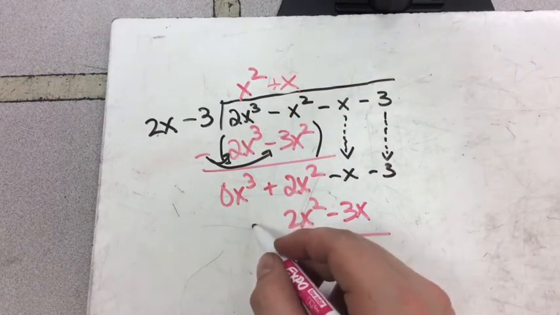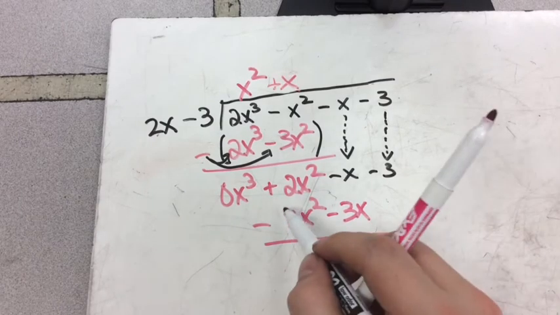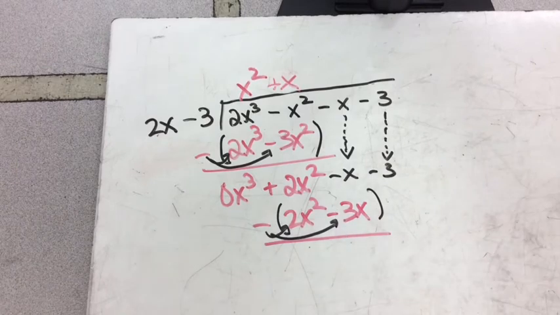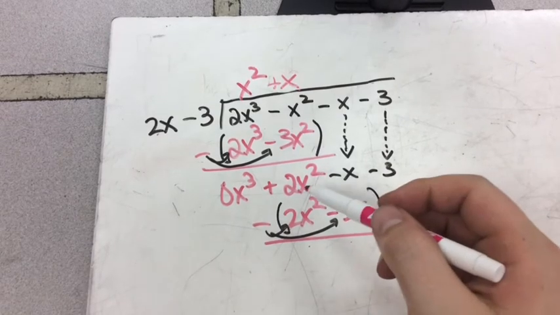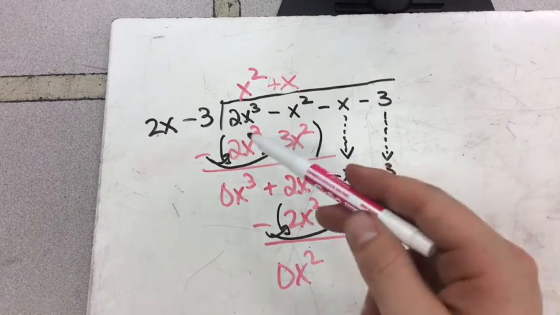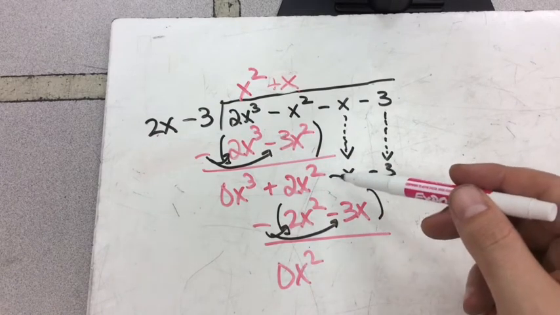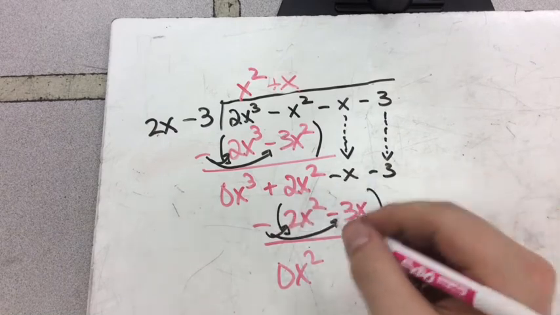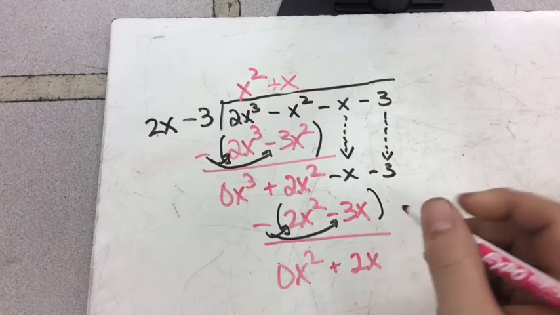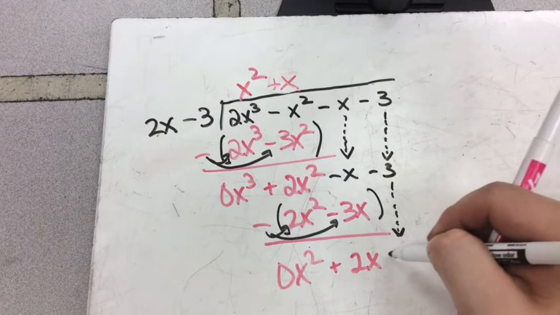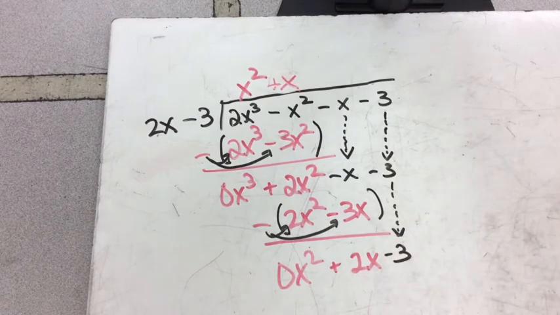I'm going to do the subtraction here. When I do the subtraction, I have to remember that this distributes to both pieces inside the parentheses. So now I have 2x squared minus 2x squared is 0x squared. Negative x minus a negative 3x is x plus 3x, which gives me 2x. I need to bring down my last piece with the sign. And it looks like I have 2x minus 3.